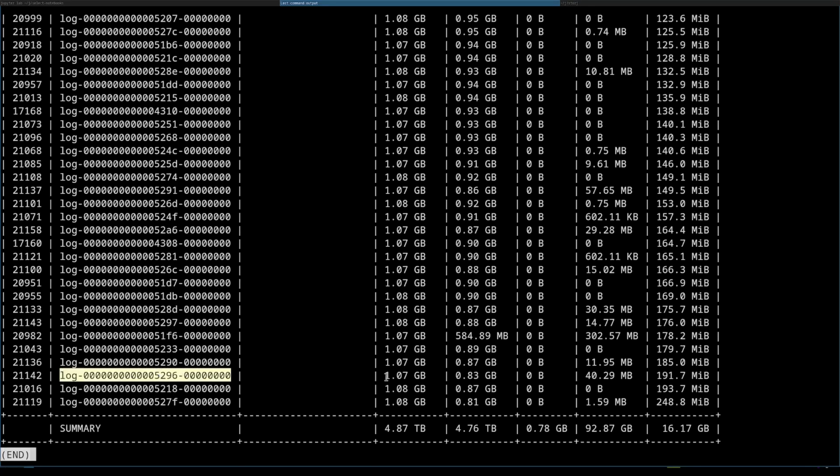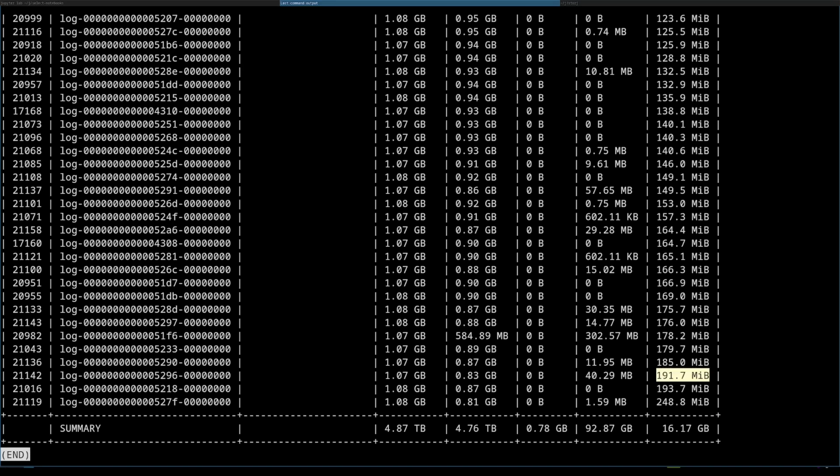So this log file, for example, is 1 gigabyte large, but only 0.83 gigabytes are referenced from the metadata. So all of the others are just dead. They are not trash, because we need to keep the trash for a few days, but they are already expired trash or just deleted. So actually these bytes can be removed from the log files. And this is what compaction can do.